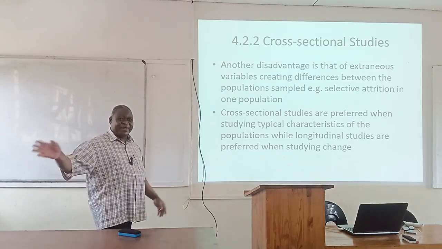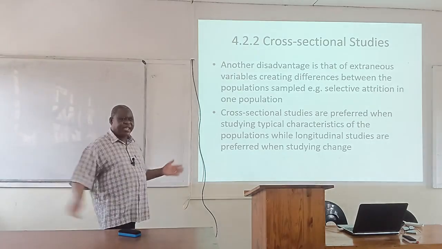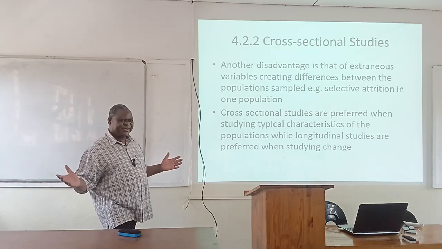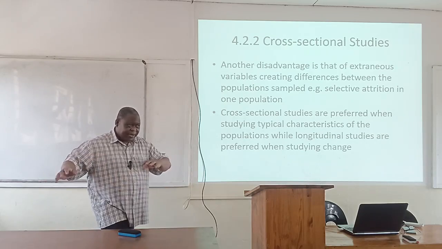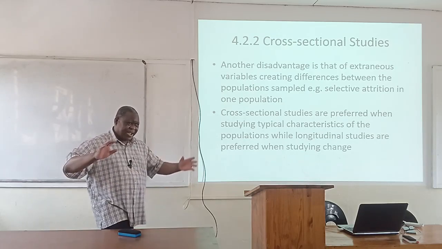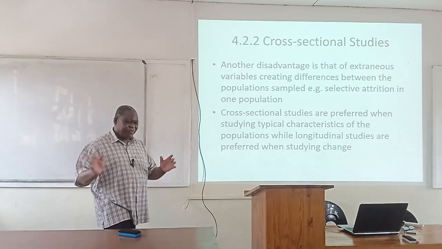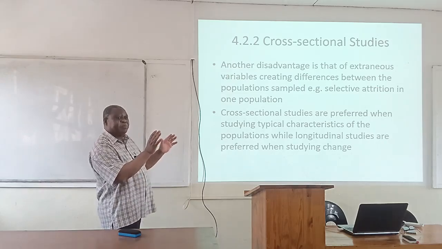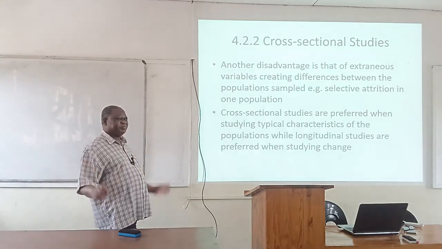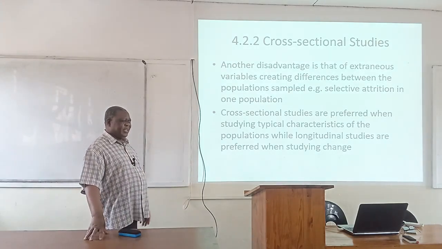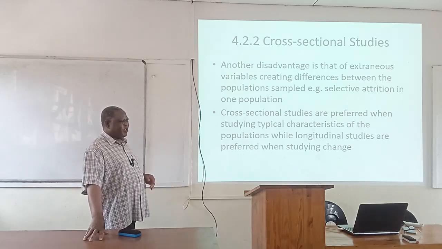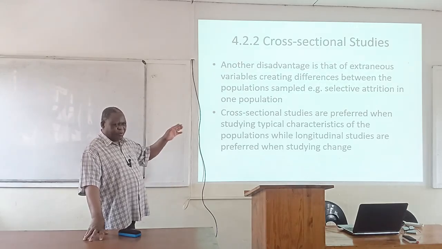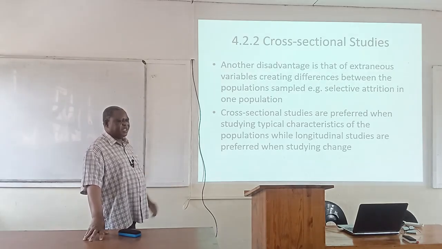So you are actually in a situation where you're comparing apples and oranges. The grade 1s are composed of all types of abilities. In the grade 4s, certain types of abilities have dropped out. That will be a problem. So the differences you find will not be explained only by development. These are extraneous variables.